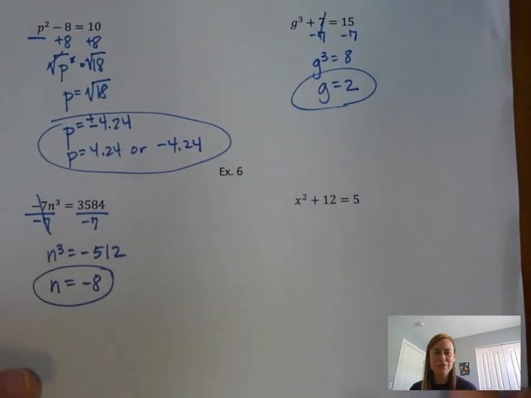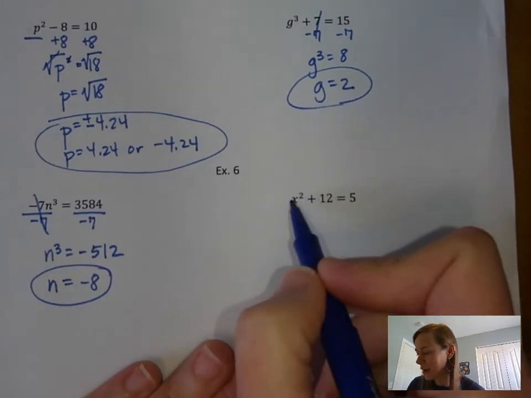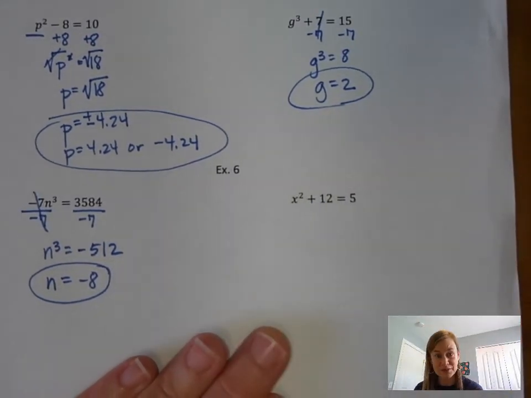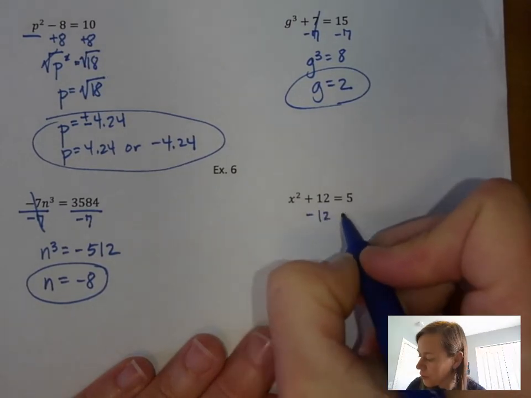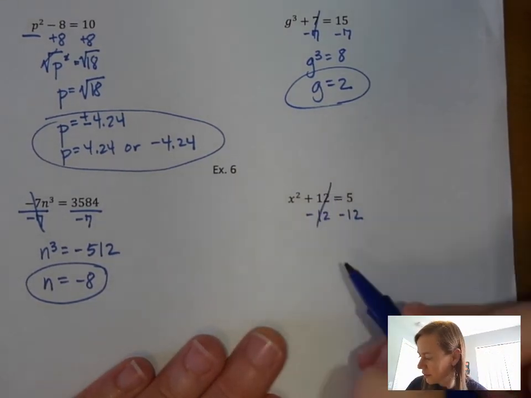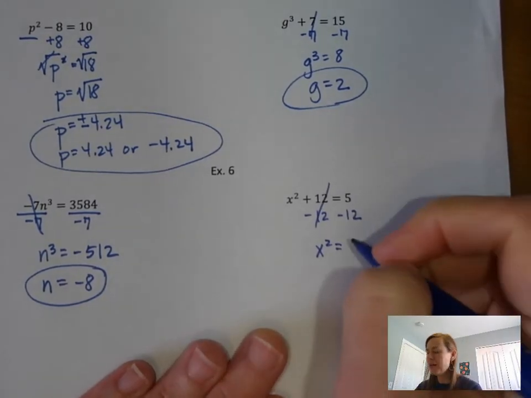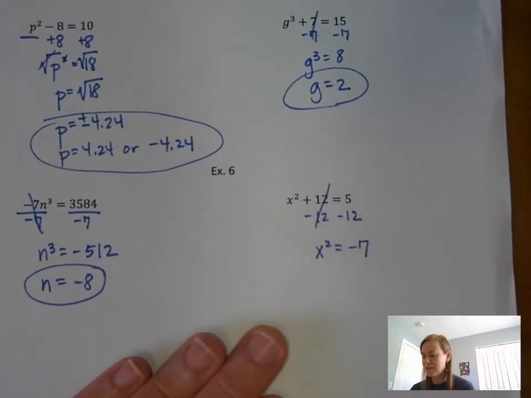Okay, one more example for you. On example 6, we have x squared plus 12 equals 5. So we need that x squared by itself, don't we? So let's subtract 12 from both sides. That goes to 0, and you're left with x squared equals, let's see, 5 minus 12. It's going to be -7.